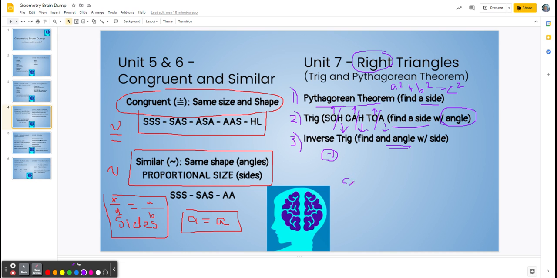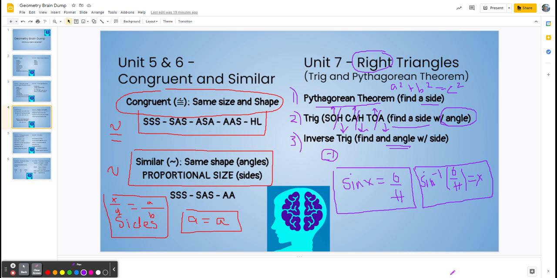So if I'm using sine, I can do sine x equals O over H. If I'm trying to find the angle, I do sine inverse, or sine -1, O over H equals X. So use this to find the side with the angle and use this to find the angle with the side.